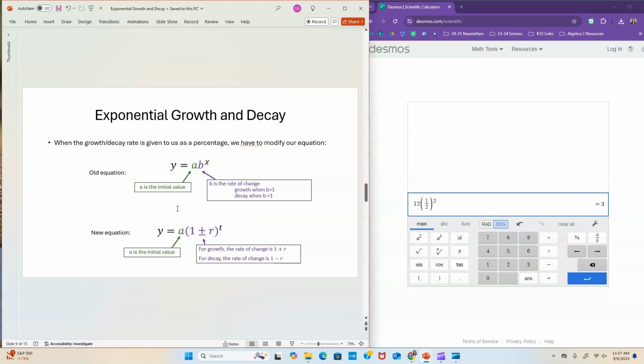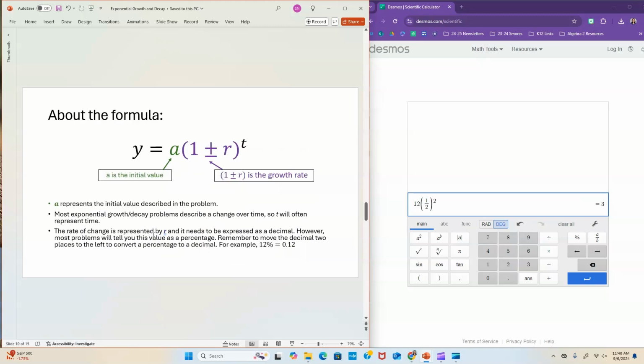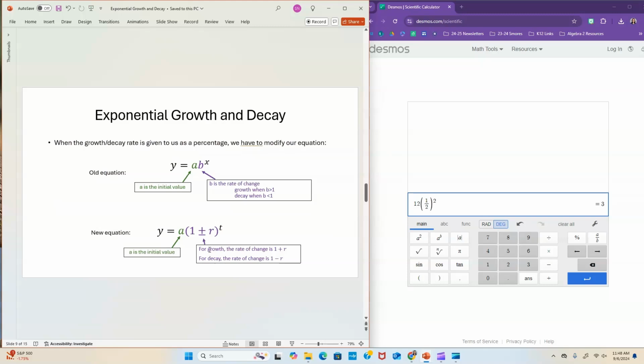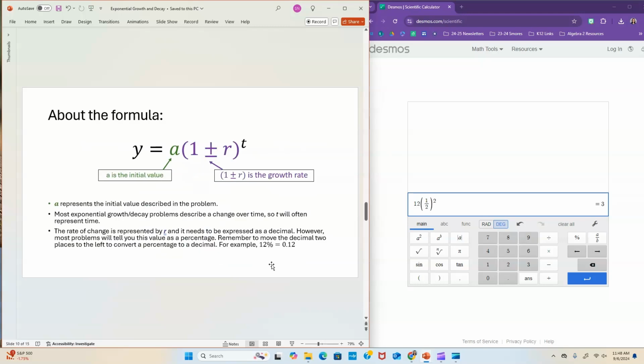But sometimes they'll actually give you the growth or decay rate as a percentage. And when we have a percentage, we have to modify our equation. Instead of b representing the rate of change, we're going to have 1 plus or minus r. So let's look at this formula a little bit more closely. A will still be the initial value, but then we'll have 1 plus or minus r representing our rate of change. If it's a 1 plus r, that's going to represent exponential growth. If it's a 1 minus r, that's going to represent exponential decay.